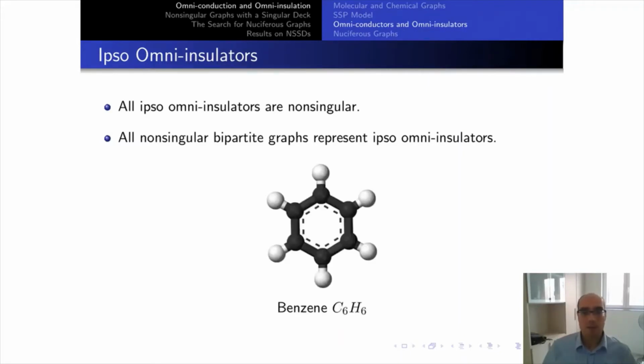This is an example of an ipso-omni insulator. It's benzene, which is C6H6. As we said earlier, we ignore any atoms that are not carbon, so we're ignoring these white atoms here, which are the hydrogen atoms, and we're only focusing on this carbon skeleton, which, as you're seeing, is simply a cycle on 6 vertices, which is, of course, a bipartite graph, so it is automatically an ipso-omni insulator.